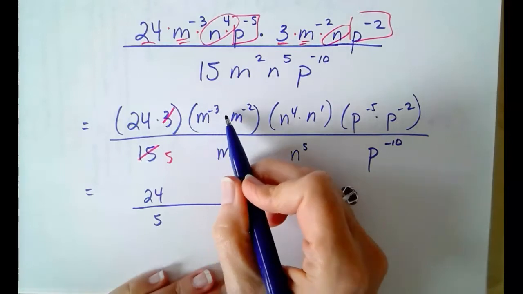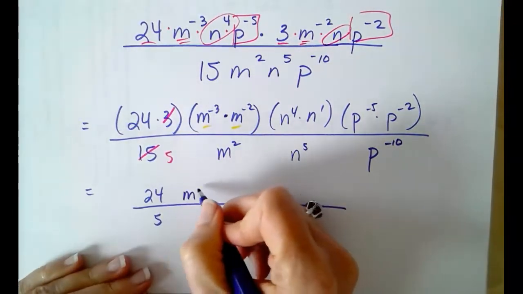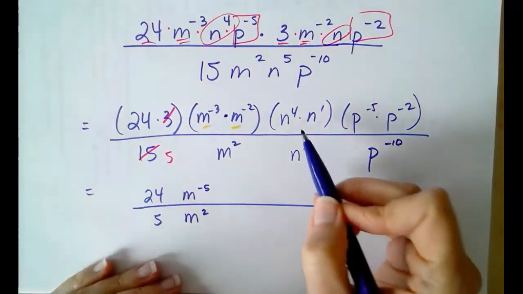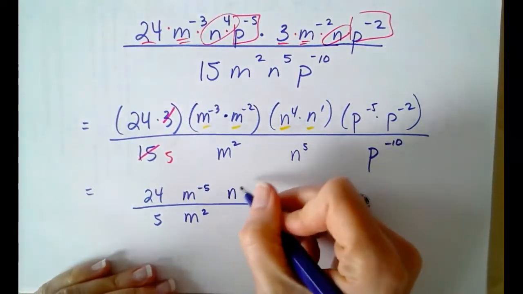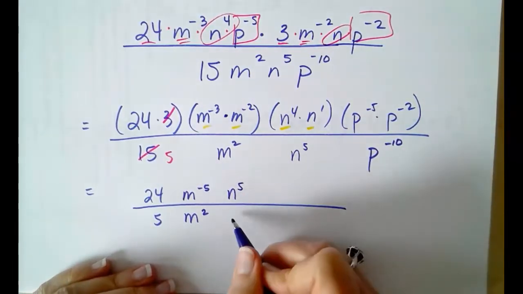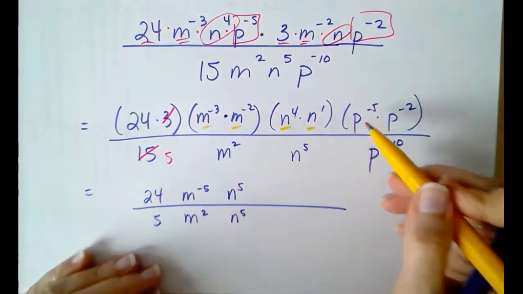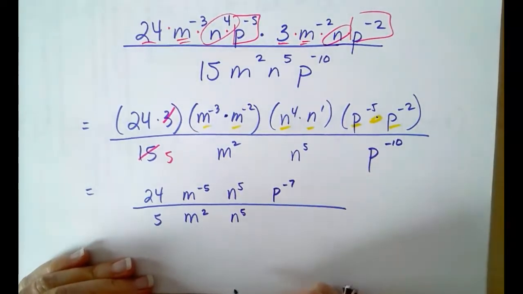Next, we are multiplying and the bases are the same, so we're going to add the exponents, and we get m to the negative 5th over m squared. Next, n to the 4th, n to the 1st. Once again, we're multiplying and the bases are the same. Add the exponents, n to the 5th over n to the 5th. Next, multiplying, the bases are the same. Add the exponents, that's p to the negative 7th over p to the negative 10th.